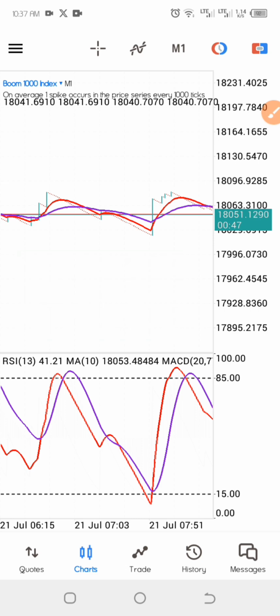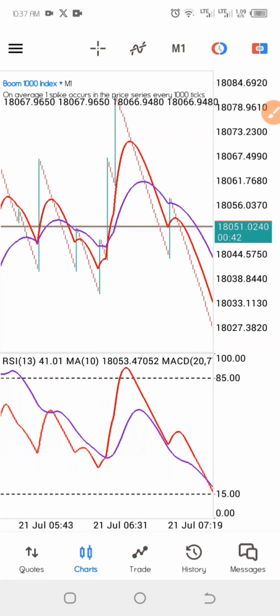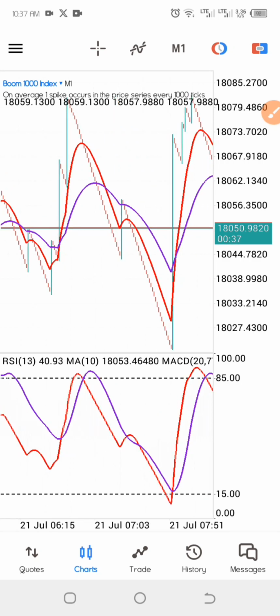Okay, so with that being said, let's proceed with the strategy. The first thing I want to do is to talk about how the strategy works. Then we dive into the settings for the strategy.